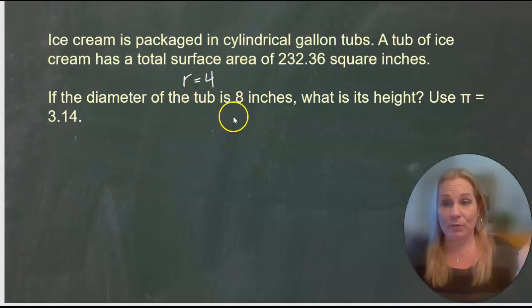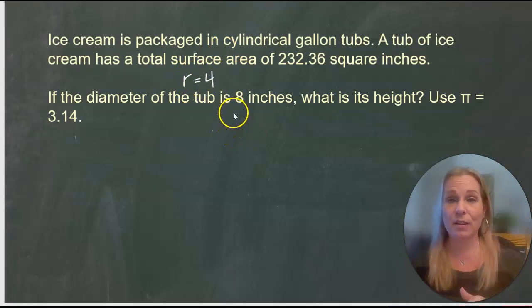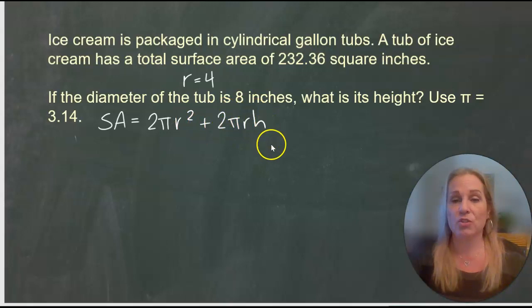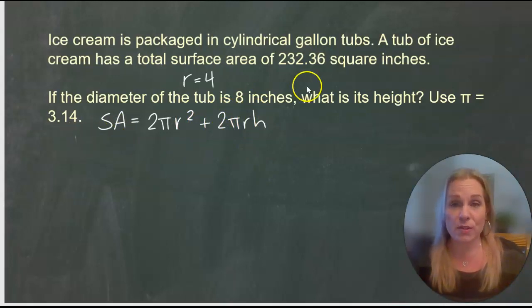I'm going to write out my formula and I'm going to plug in everything I know, right? So here's my surface area formula. Surface area equals 2 pi r squared plus 2 pi r h. I've been told the surface area, so I'm going to replace that over here.